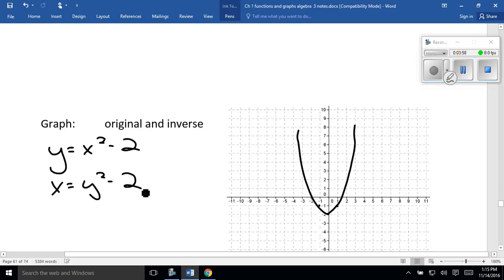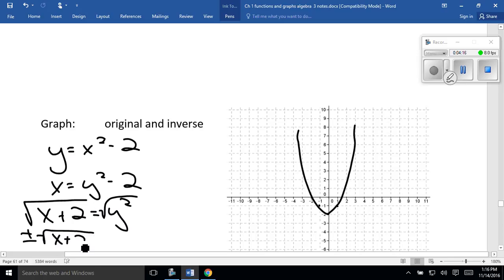Okay, now solve for y. Add 2. And then we take the square root. Now because we're taking the square root, what goes in front of it? Plus or minus. So this time are we going to have the top and the bottom half of our parabola? Yes. So where does it start? Do you remember your transformation? -2. Because it's with the x, so we always do the opposite. So we start at -2.